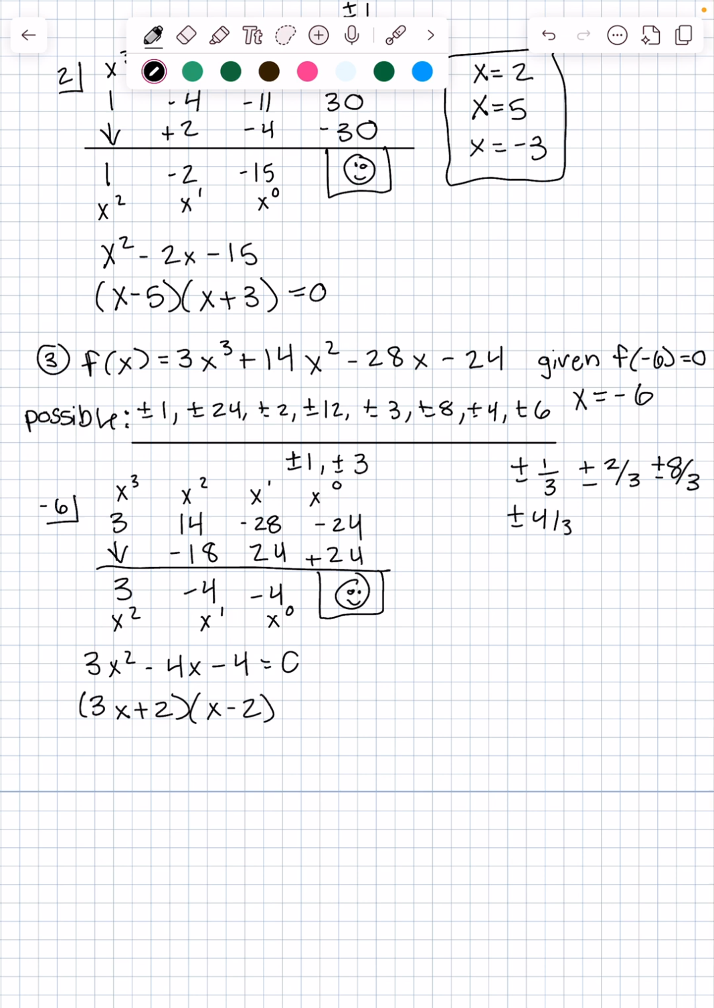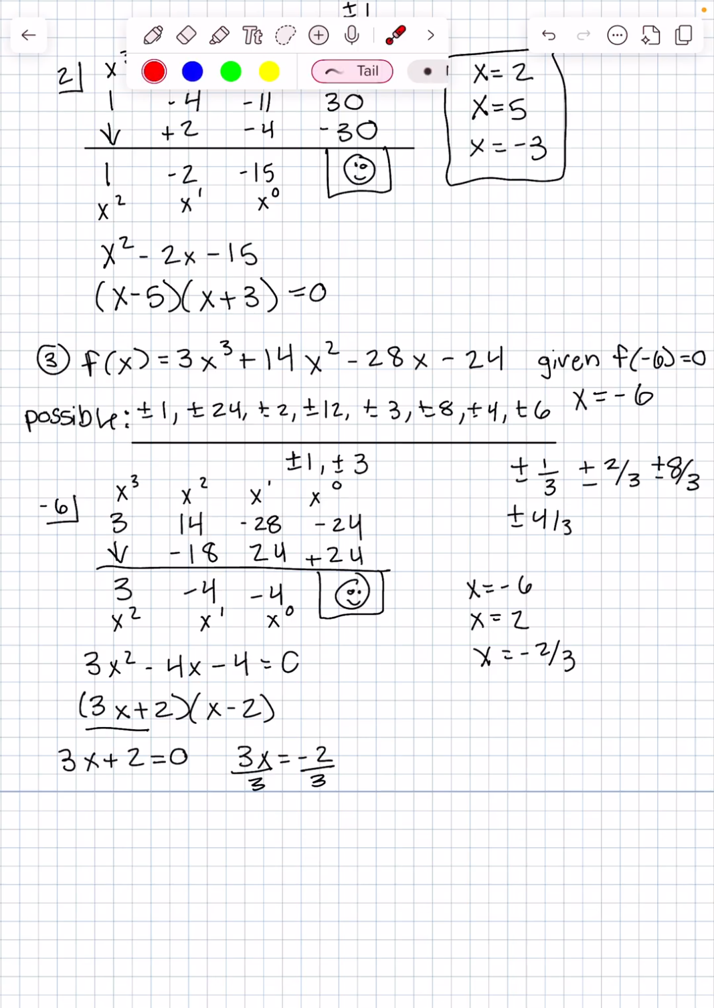Well, like I said, we already know one of our answers is x is equal to -6. This factor right here tells us that x has to be positive 2. And then this other one, if we set it equal to 0 and solve, my other solution is that x is equal to -2/3, which again, we saw that in our possible solutions over here, okay? So these are my 3 answers for x.